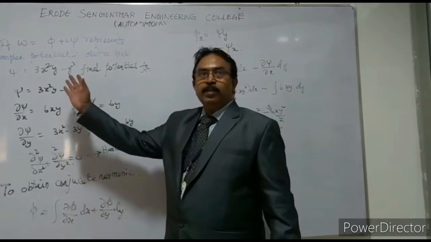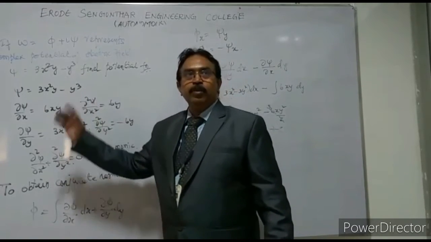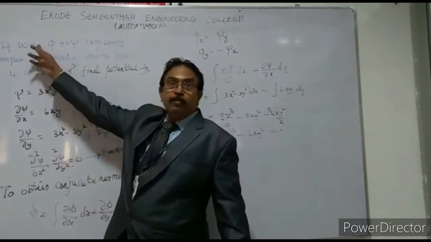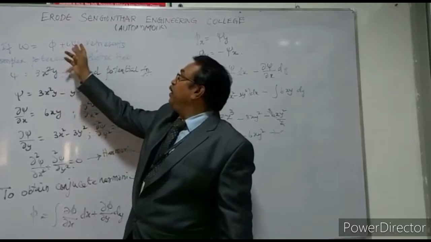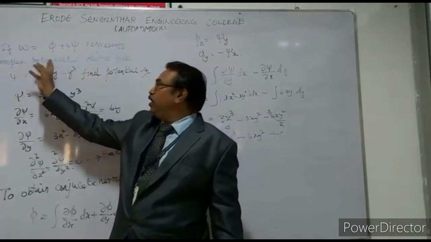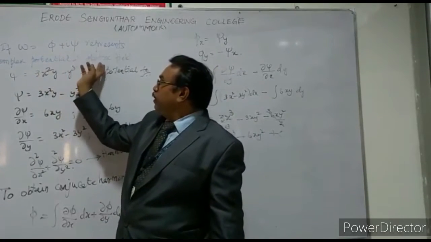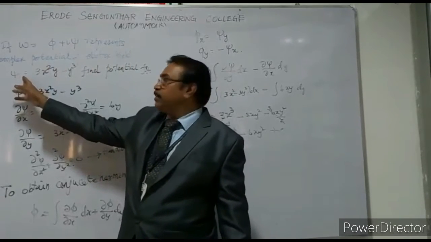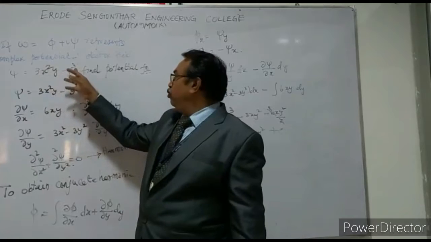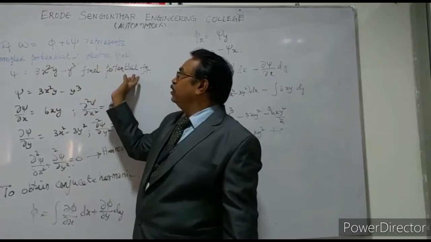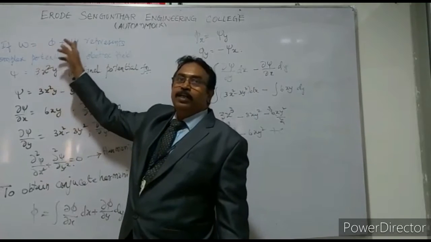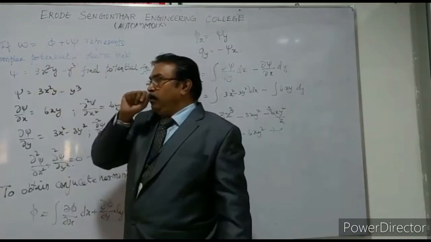So now we can solve one problem related to the property of an analytic function. Given w is equal to phi plus i psi, which represents the complex potential of an electric field, where psi is given as 3x square y minus y cube. Find the potential function. So we have to find the potential function given psi.